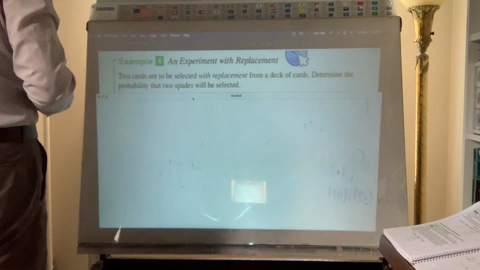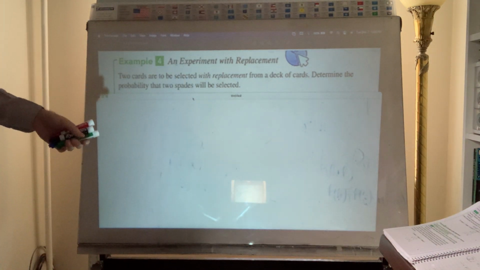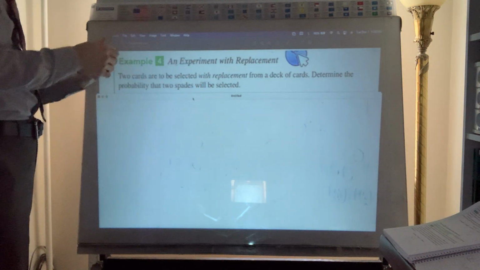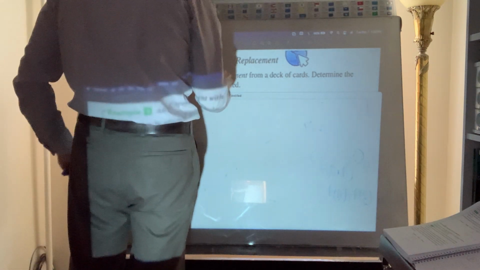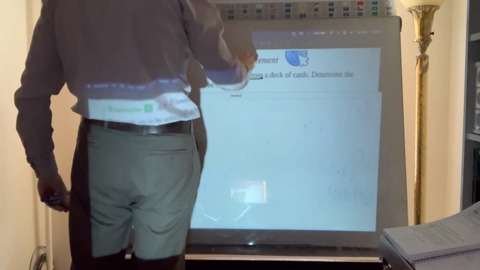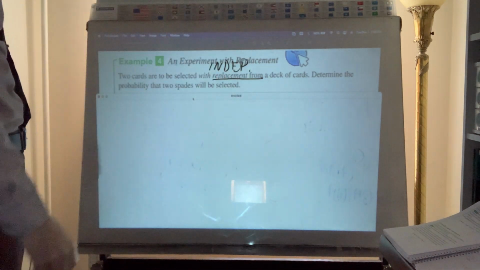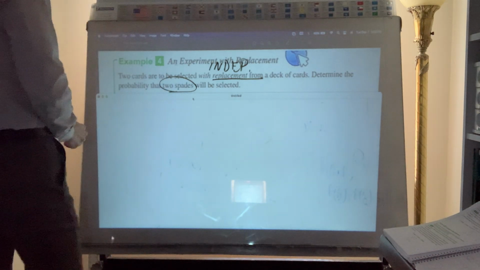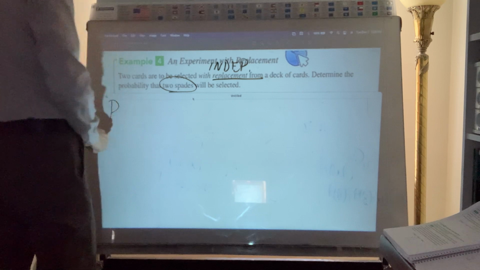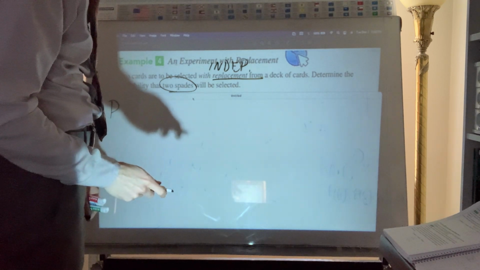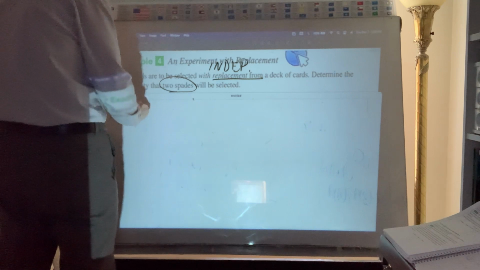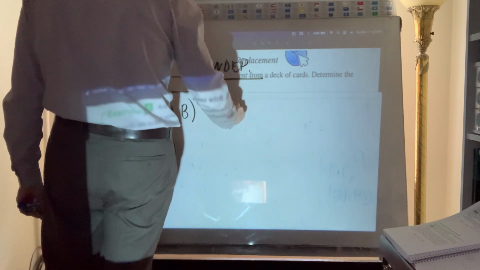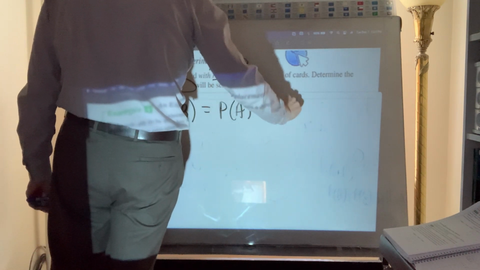Let's try to rephrase whatever's written here. 2 cards are to be selected with replacement. So these are independent, from a deck of cards. Determine the probability that there's 2 spades that will be selected. The formula to generalize would be: probability of A and B is equal to the probability of A times the probability of B.